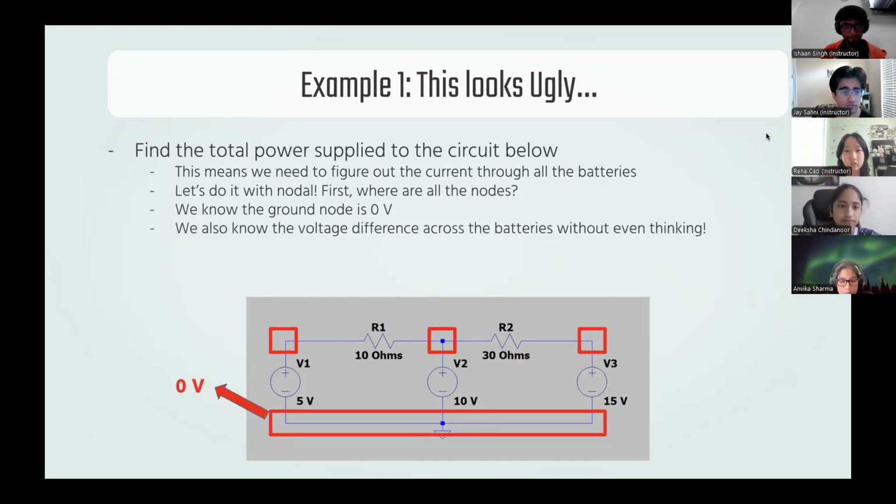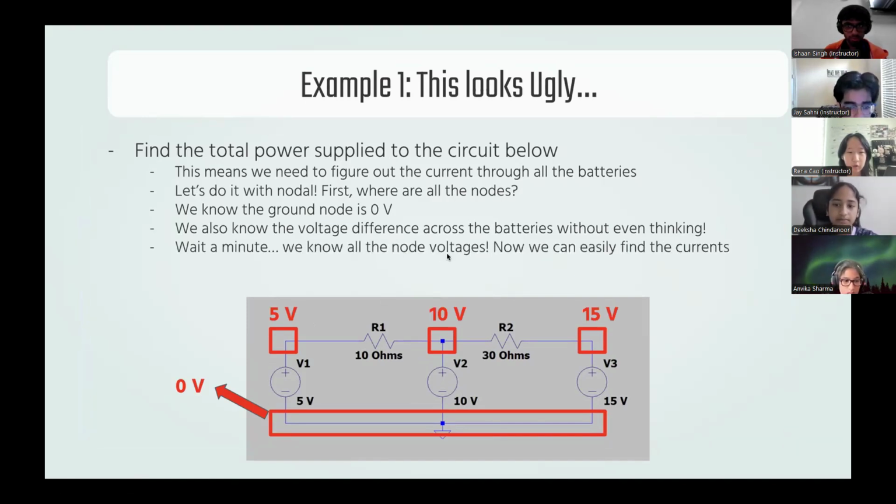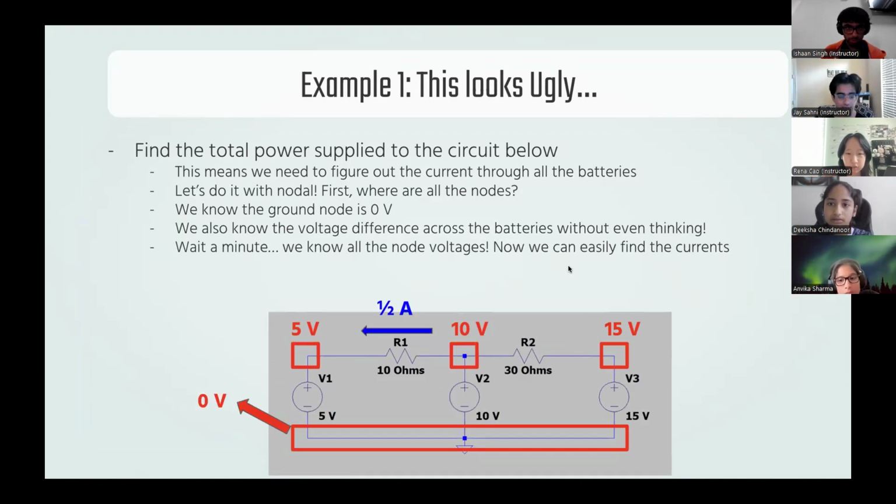We also know the voltage difference across the batteries without even thinking about it, because we have the voltages right here, right? So if we have all the voltages, then we can easily find the current going through.